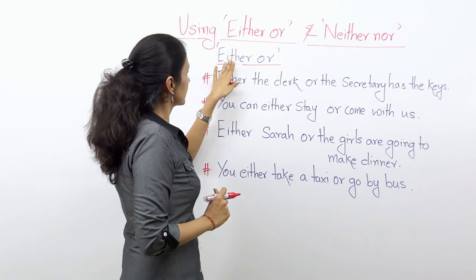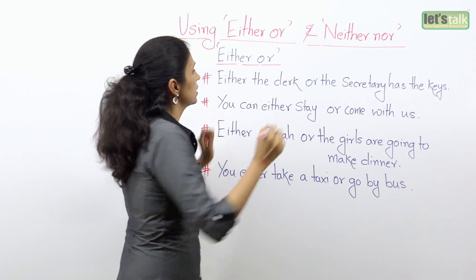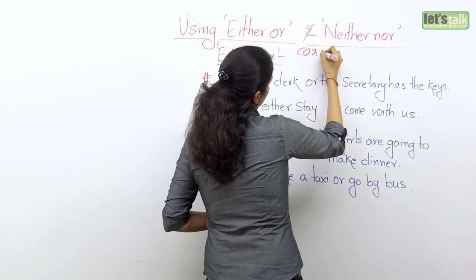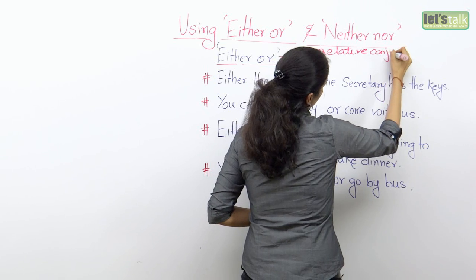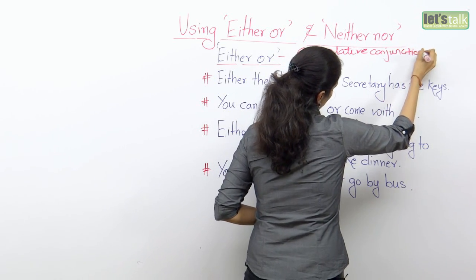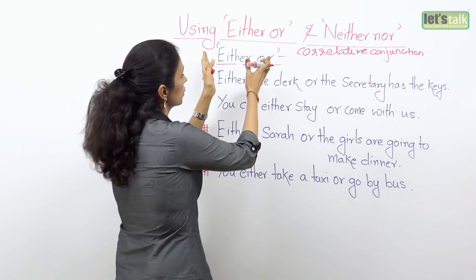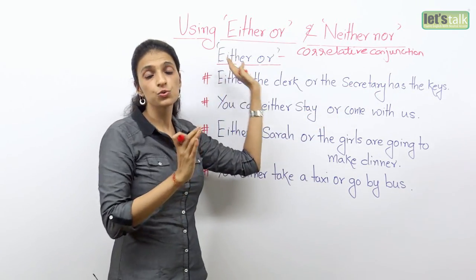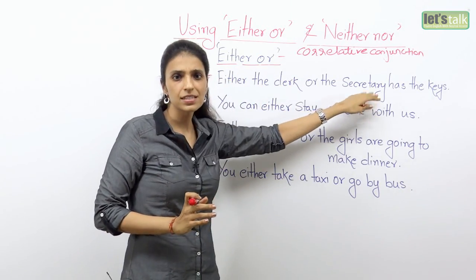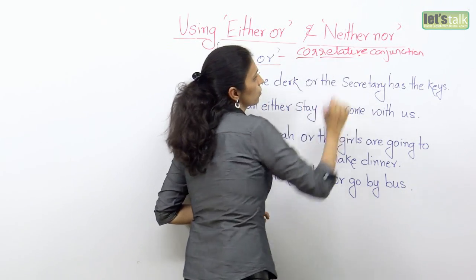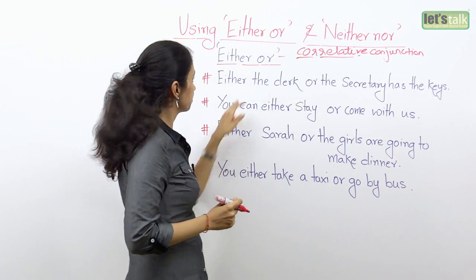First, let's take a look at either/or. Now, what is either/or? Either/or is a correlative conjunction. When I say correlative conjunction, I mean both are used in the same sentence. They are used in a pair. You use either/or in the same sentence, so they are related. We call them correlative conjunctions. Conjunctions are words that join a sentence.